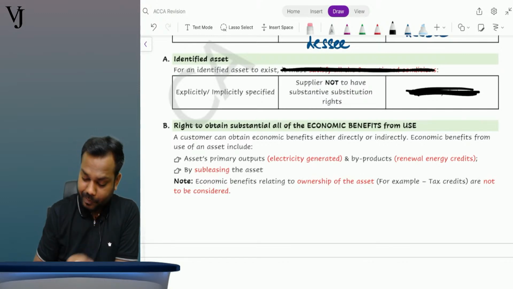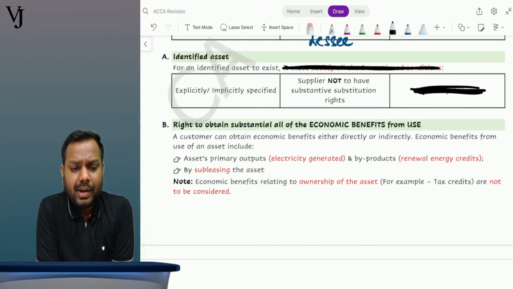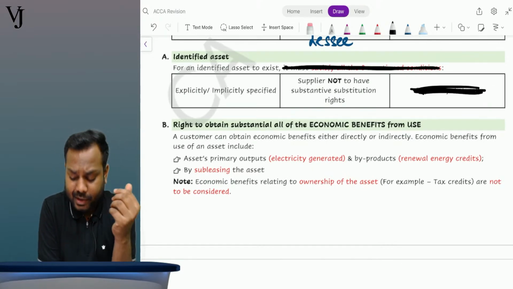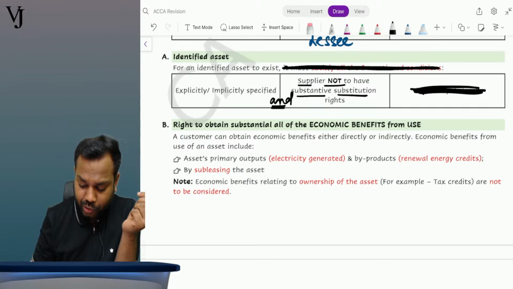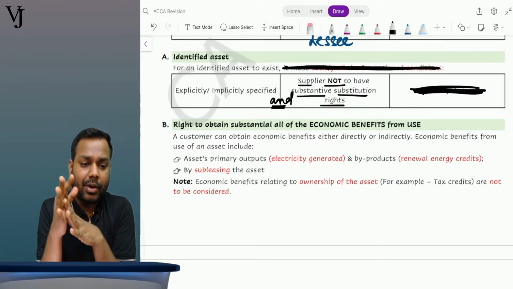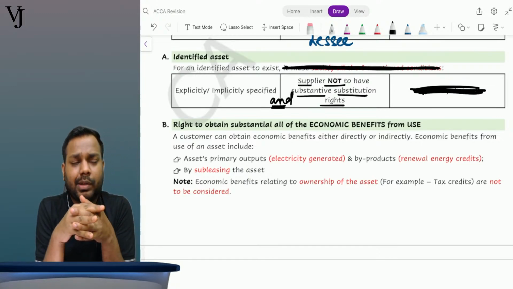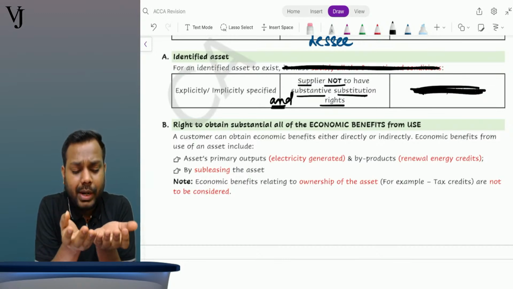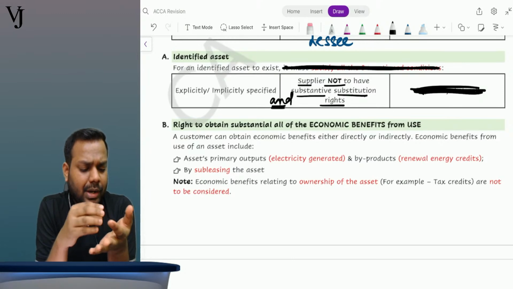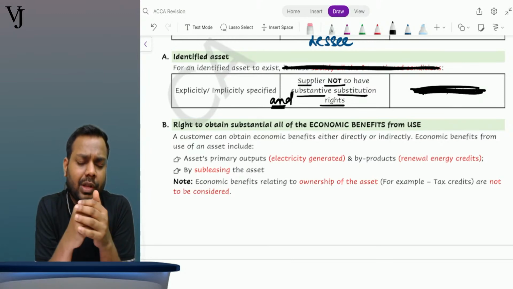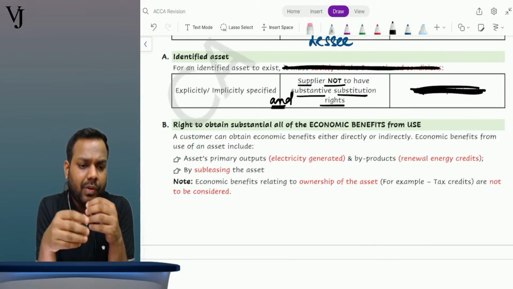Now, for an identified asset to exist, the asset should be explicitly or implicitly specified, and the supplier should not have substantive substitution rights. Now let's suppose when you are signing a lease contract, don't you think the contract should specify which is the asset which is given on lease? What is the asset which is given on lease?